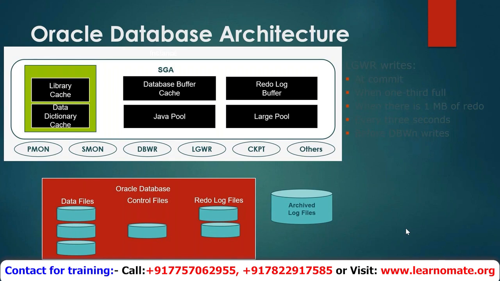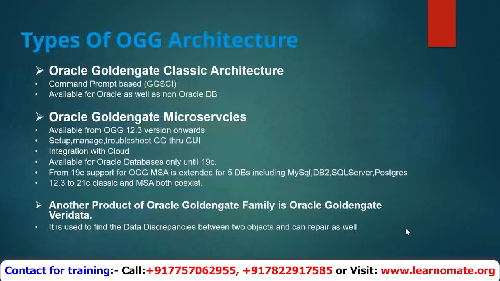Okay. Now let us discuss the different types of GoldenGate architecture. So there are two types of architecture. We discussed that this training is about microservices. But what is microservices, and what is the other one? Classic. So there are two types of architecture available in GoldenGate. First is classic, second is microservices.